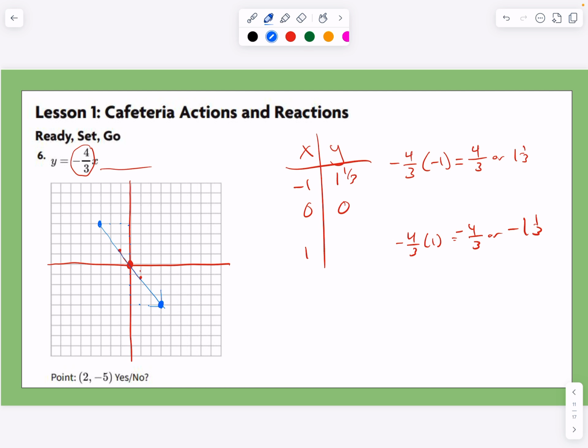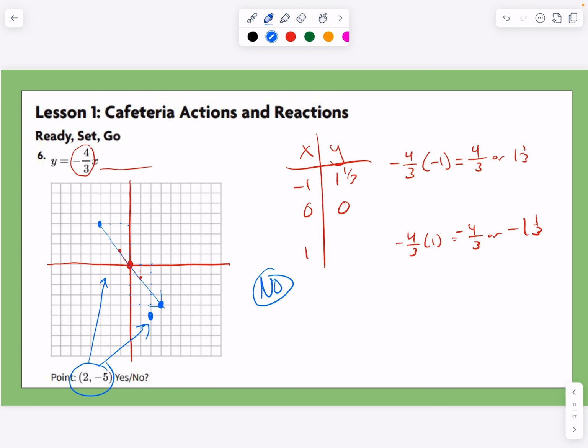So now the question is, is this on that line? Now we can look right away and say, well, that point is 2, -5. 1, 2, and -5: 1, 2, 3, 4, 5. That point is right here. So is that point on the line? We would say, no, it's not. It's definitely not on the line.